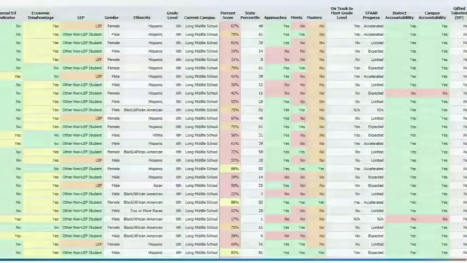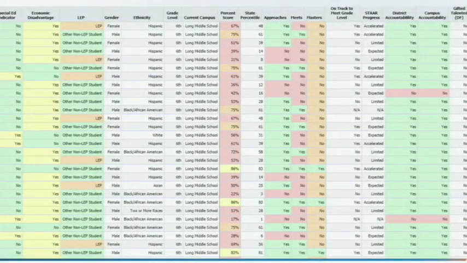So you can see this is at Long Middle School. This is the children's fifth grade results from last year. There's no names or identifying information included here. But I can pull this for every grade level, every test, every campus, and all of our team has access to this. So they can see and they can sort by column. They can use this information to manipulate any way they need to help them understand where students are.